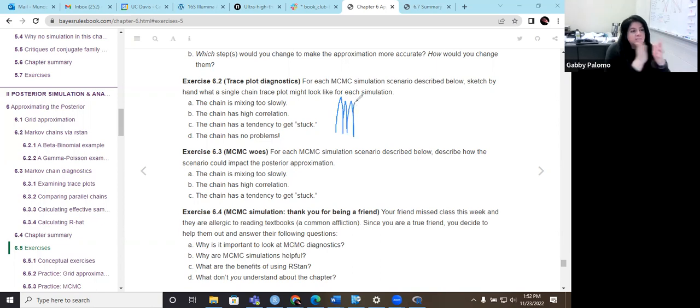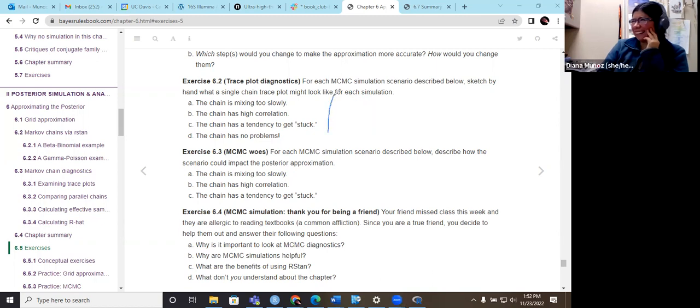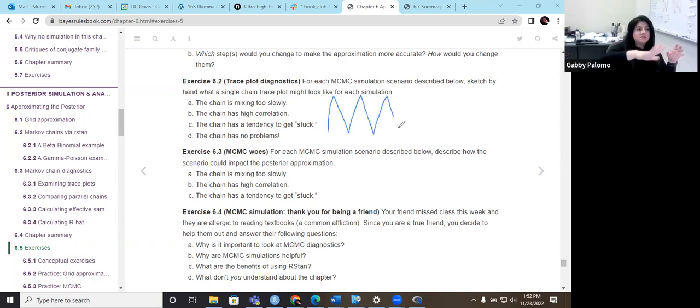But leave spaces in between, because that's good if it's a lot together. And then down. Something like that. And it even stays down a little bit, so that's going to be high correlation. Mixing too slowly, I don't know how that would be. Oh, maybe mixing too slowly would be going in a straight line and then jumping, a straight line, jumping down, kind of like steps. Maybe that's the mixing too slowly, because I can't draw.